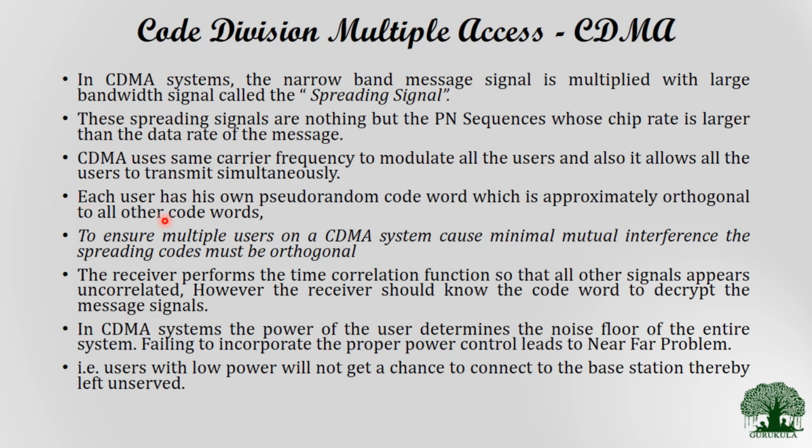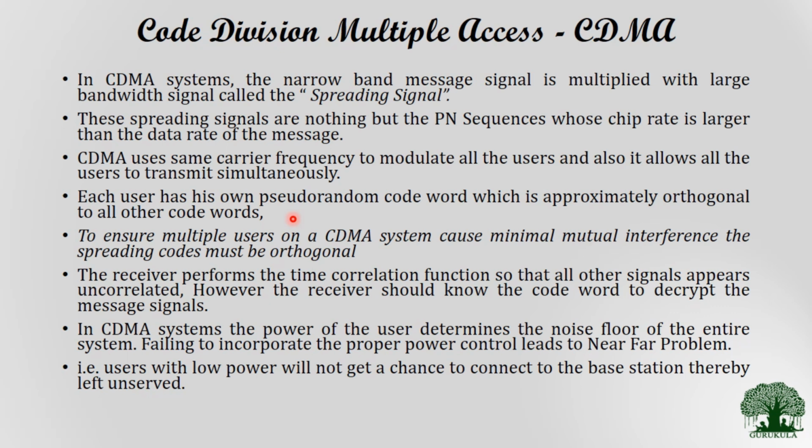And so each user has their own pseudo random code word, which is approximately orthogonal to all other code words. It is mandatory that all the codes we use in our systems are orthogonal to each other. The meaning of orthogonal can be defined in multiple ways. In general, everyone will say the 90-degree phase shift is what we call orthogonal, but in general orthogonality can be stated as any minimum deviation that is required in order to differentiate two different signals without any interference.